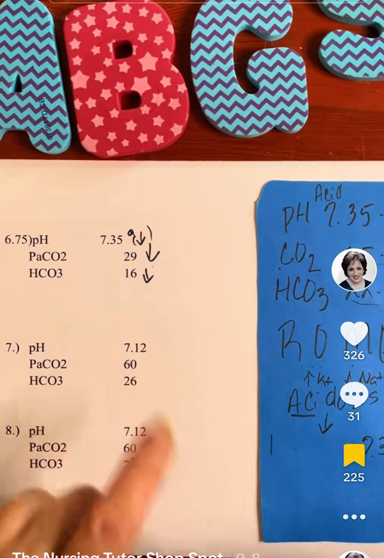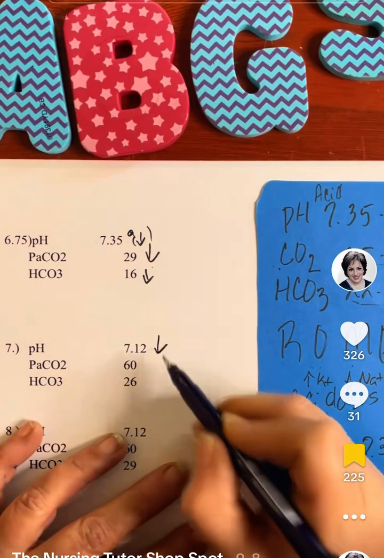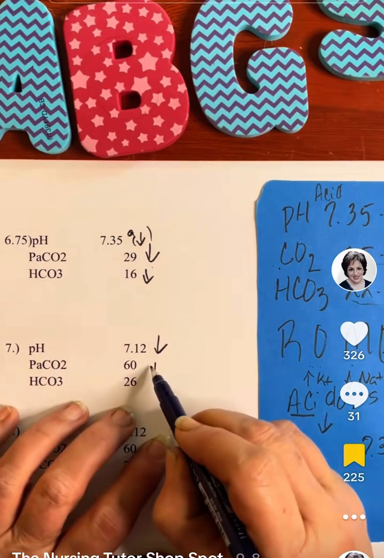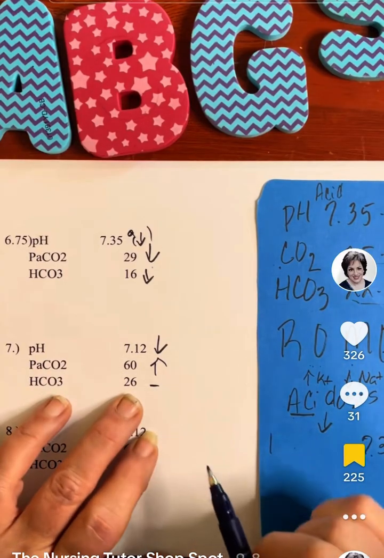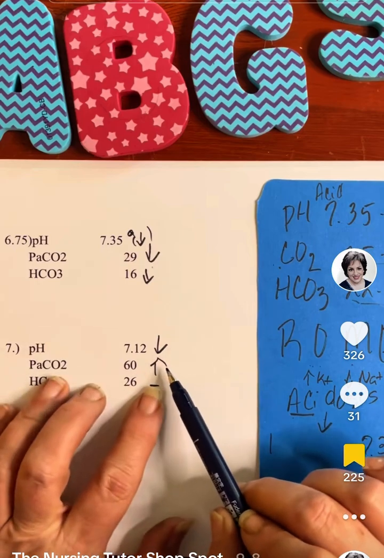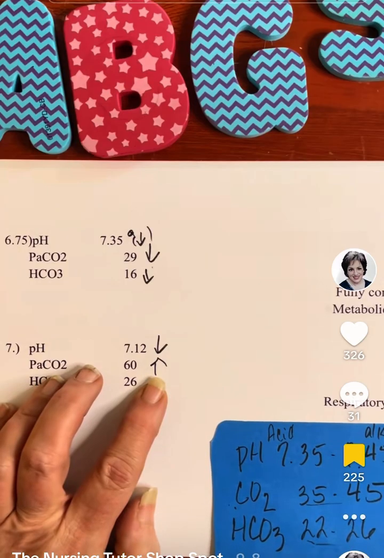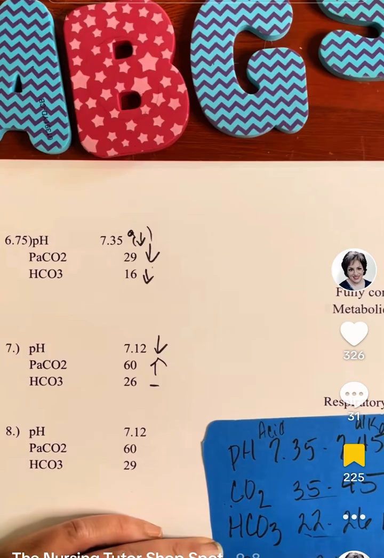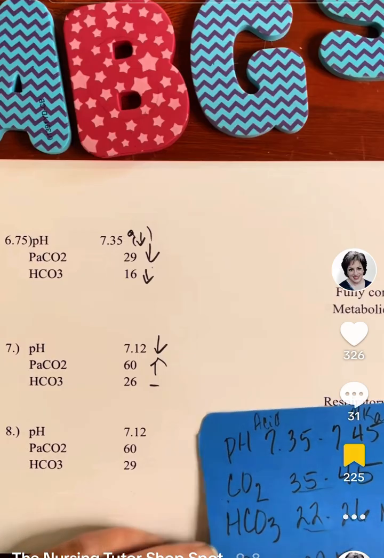So the pH is 7.12. That's low. His CO2 is 60. That's high. And his bicarb is 26. That's still within the normal range. pH is telling me acidosis. The CO2 is telling me it's respiratory. So it's respiratory acidosis. You see that? I hope it's as simple as a kindergartner coloring red in the lines.